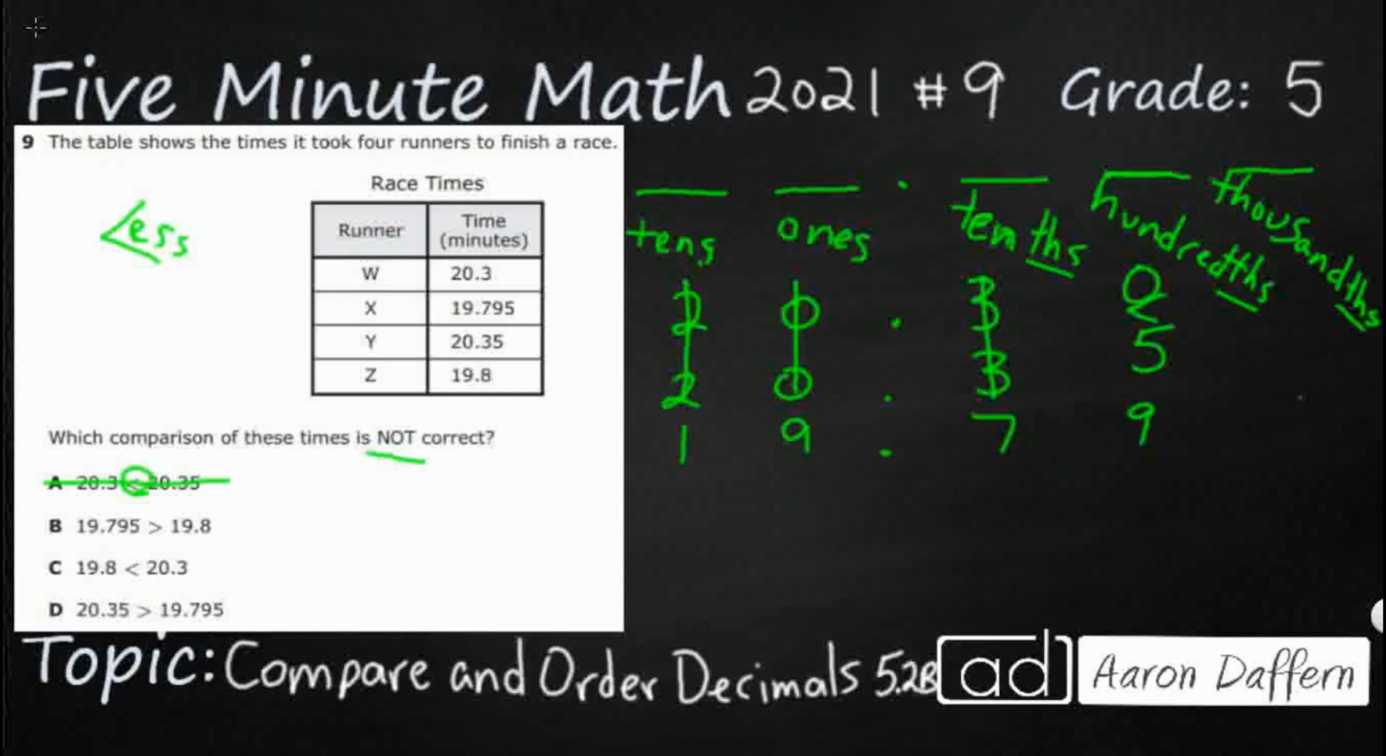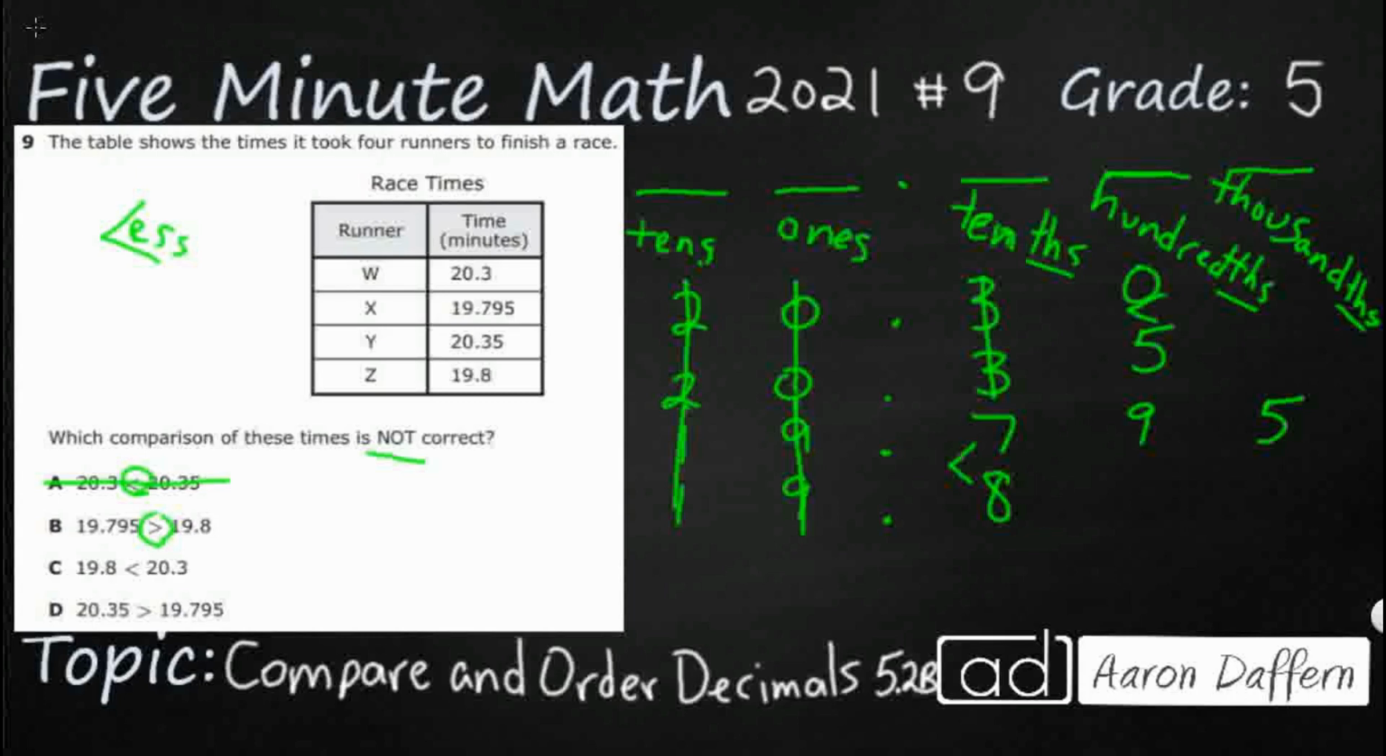19.795 or 795 thousandths. That's going way out there. And then I've got 19.8. All right, so we're going to go with the tens place looks the same. The ones place looks the same. Here's my difference, the tenths place. And my 7 is going to be less than, again, 8. Oh, but look, it gave me a greater than.